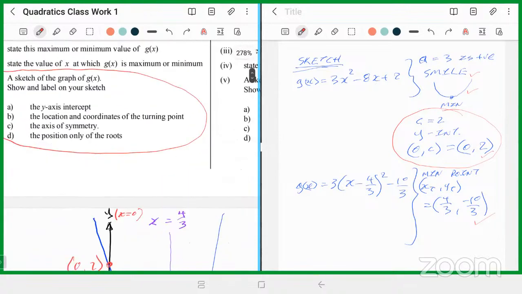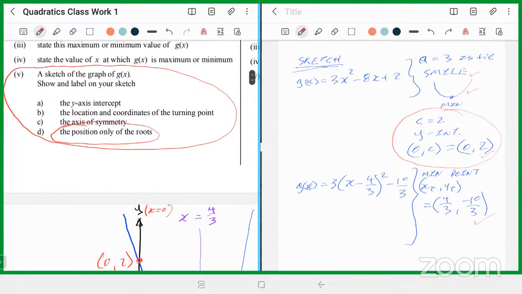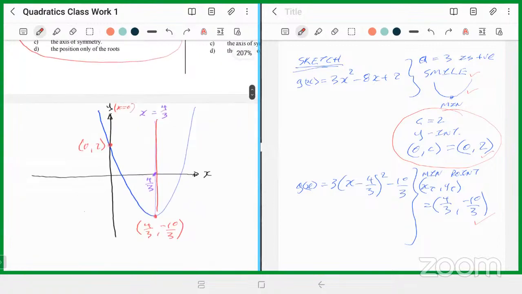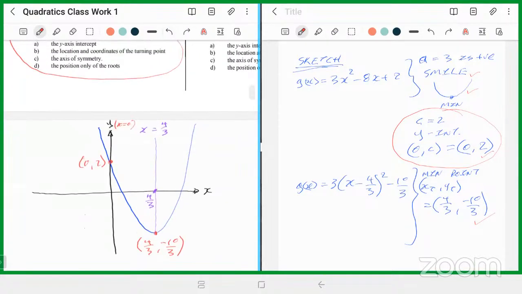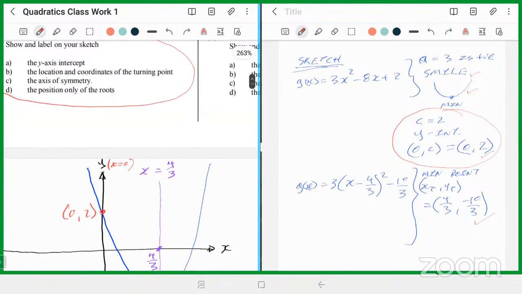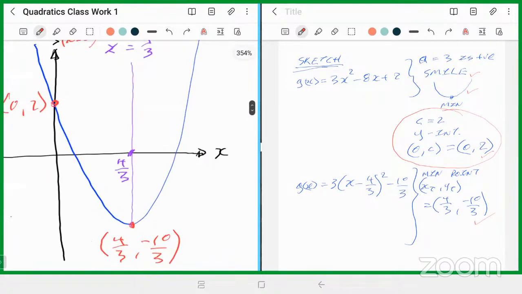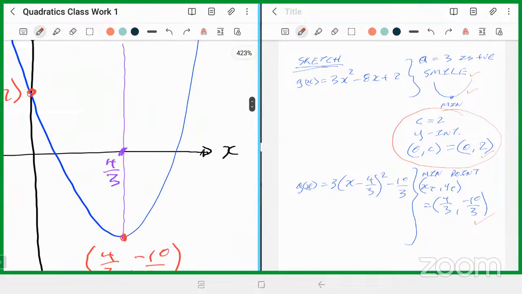Or they wanted us to show the position of the roots. So we'll show the axis of symmetry. That line that we just drew a while ago is the axis of symmetry. This vertical line is the axis of symmetry. And we wanted to show the position of the roots. The roots are the points where the graph intersects the x-axis. So we're talking about this point and this point. We can call this root 1, and this point root 2.